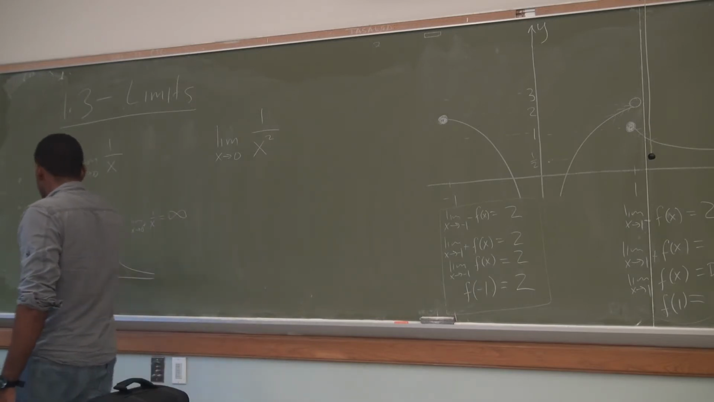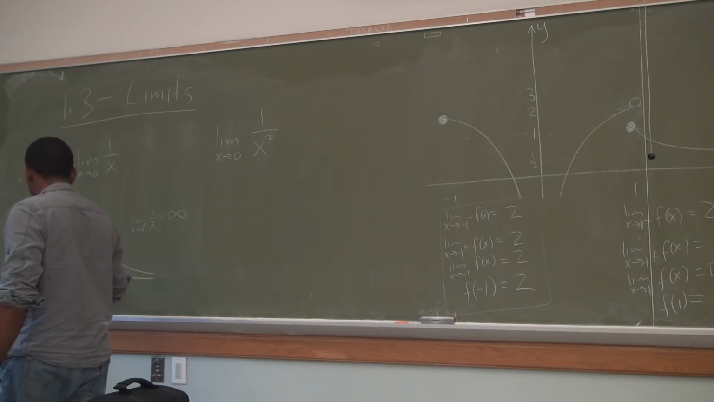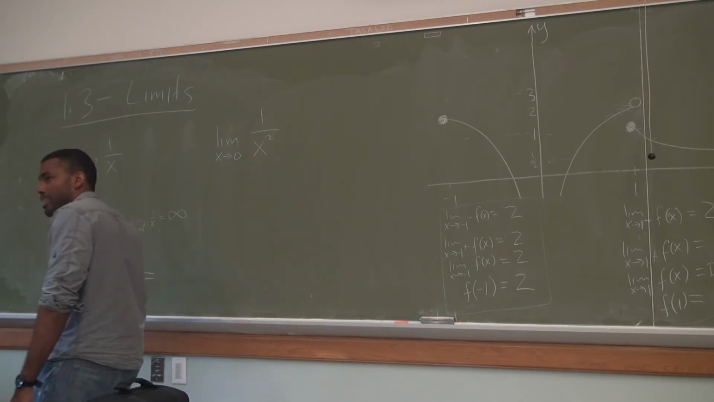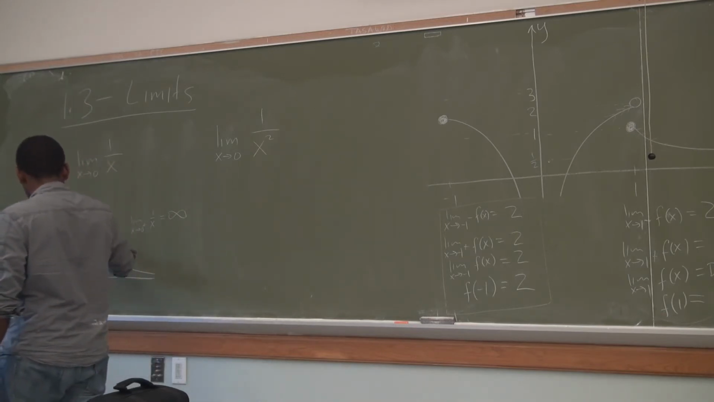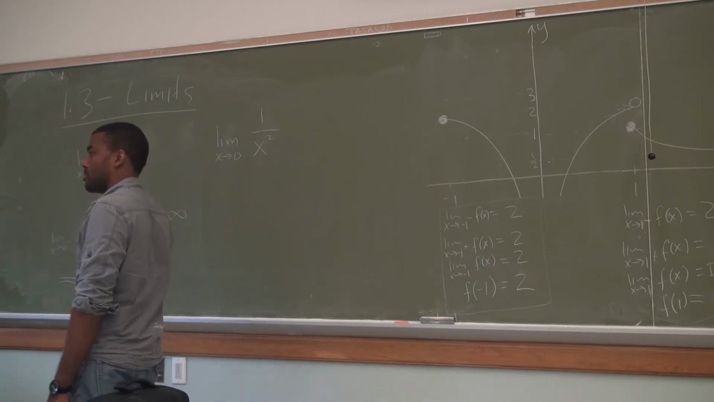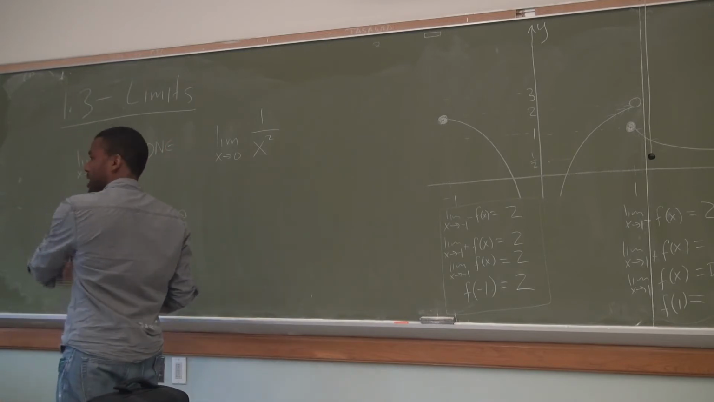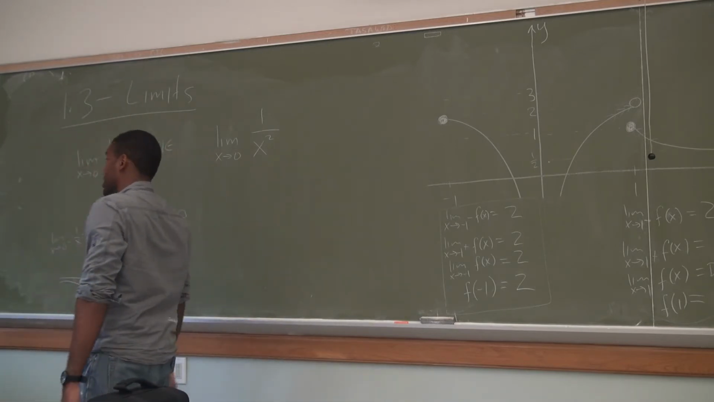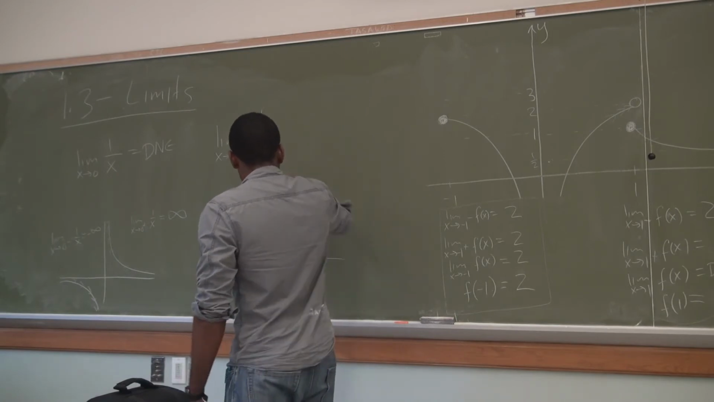Now, what if I'm approaching 0 from the left? Negative. If I'm on the left, we keep going down and down and down forever. When that happens, we say it's negative infinity. So what can you say about this one? It does not exist, because positive and negative infinity are different sides of the universe. What about 1 over x squared though?